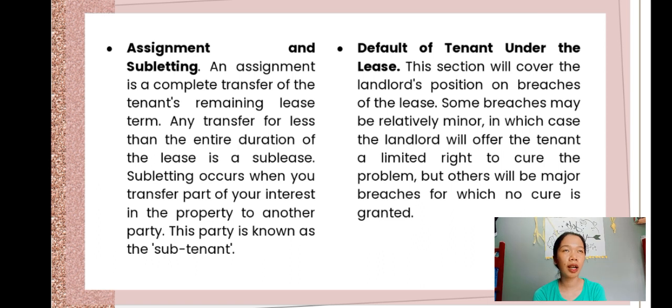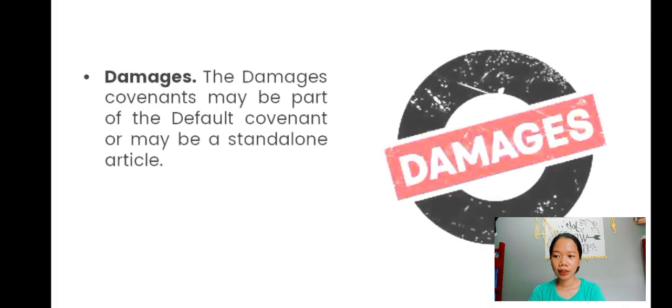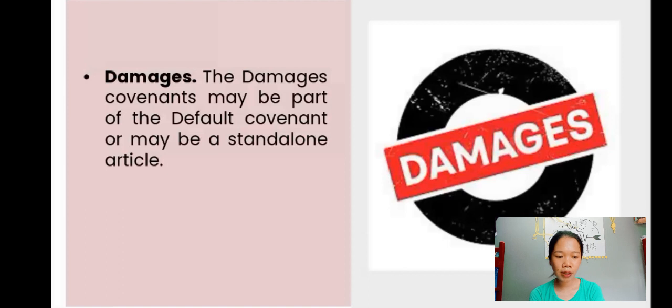Then it is a major breach because it can cause immediate termination. Next is damages. The damages covenants may be part of the default covenant or maybe a stand-alone article. If the tenant does not follow or breaks the rules, you will not see it in this section.